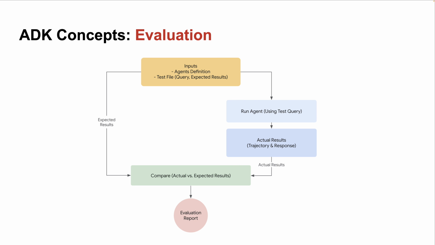Alright folks, we're almost done. The next concept here is evaluation, which is of course a critical one. At a high level, you provide the framework with expected results for given user queries. That would be your ground truth dataset.